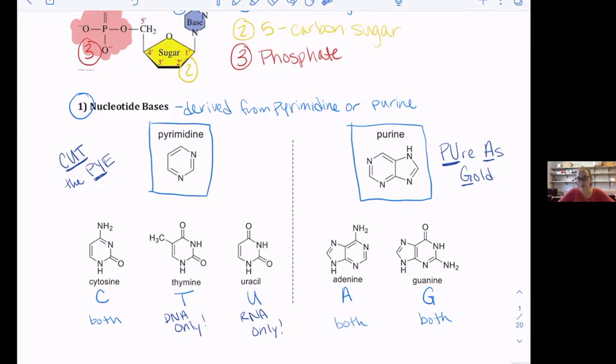But if you're trying to remember which ones are which type, the little phrase to remember for pyrimidines is "cut the pi." So CUT, we have C, U, and T as our nucleotide bases. And then cut the pi, and if you spell pi with PY, then it's the same as PY here, pyrimidine. And then on the other side, you have PU, as in purine, as gold. So you have A and G are your two there. So you can remember those like that, or just make sure you can reference the chart.